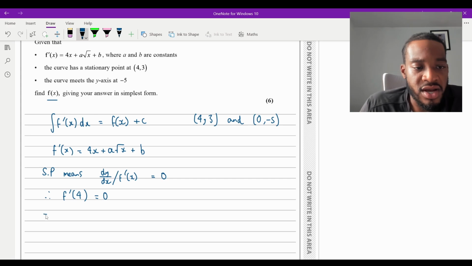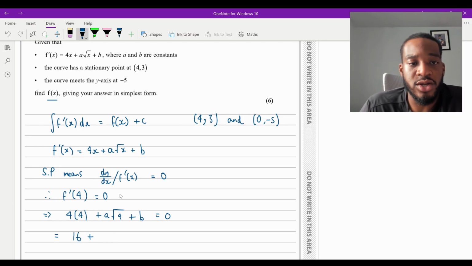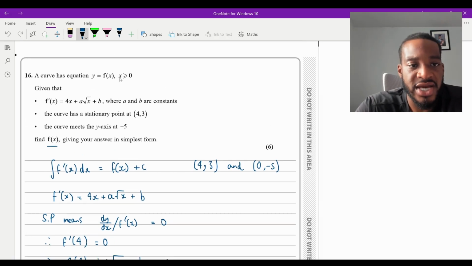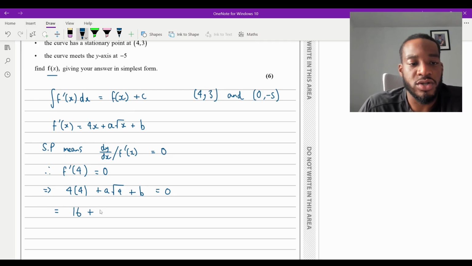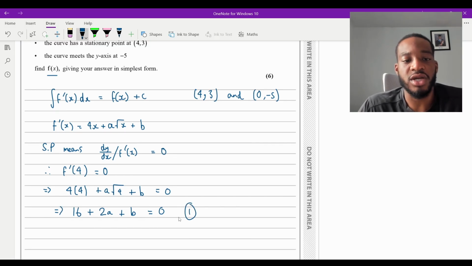So based on that, we've got 4 lots of 4, plus a root 4, plus b. This must equal 0. Tidying this up, it's going to be 16 plus, the square root of 4 is plus or minus 2, but they did say that x is greater than or equal to 0, so we're going to use the positive solution. So it's going to be 2a, and then plus b is equal to 0. So now I've got an equation in a and b. I'm going to call this equation 1. This is just a simultaneous equation.